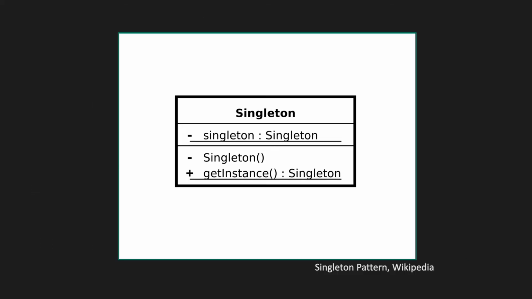To make things clearer, let's take a look at the UML diagram of this pattern. Here, the singleton class declares the static method getInstance that returns the same instance of its own class if it exists, otherwise, it creates a new instance. The singleton's constructor should be hidden from the client code. Calling the getInstance method should be the only way of getting the singleton class's object.